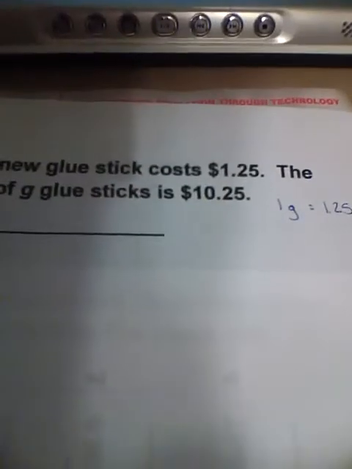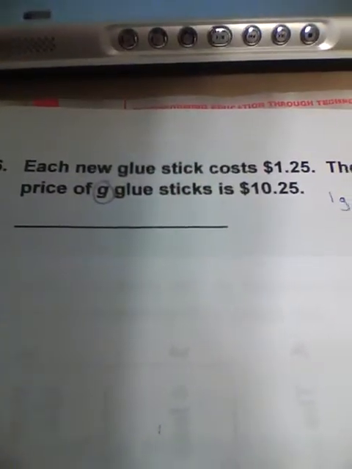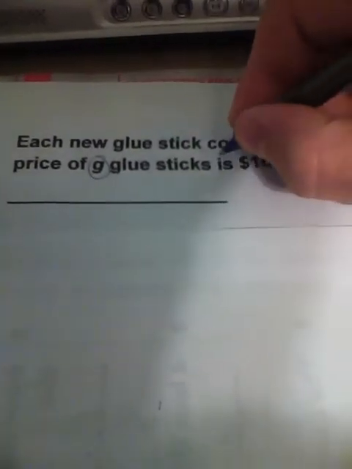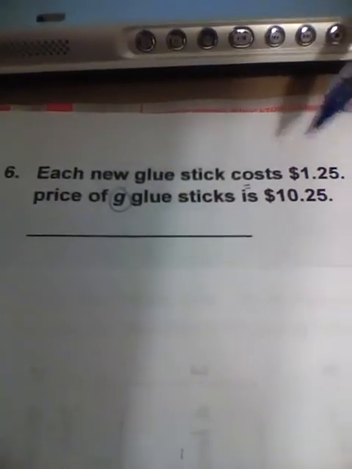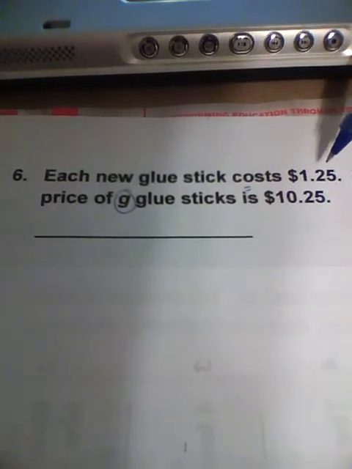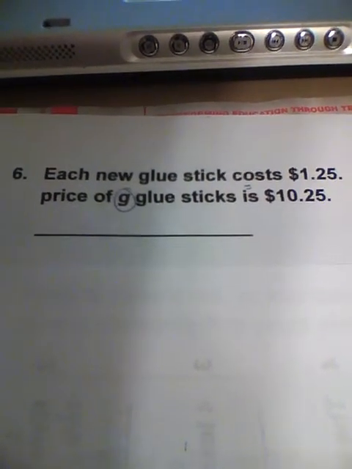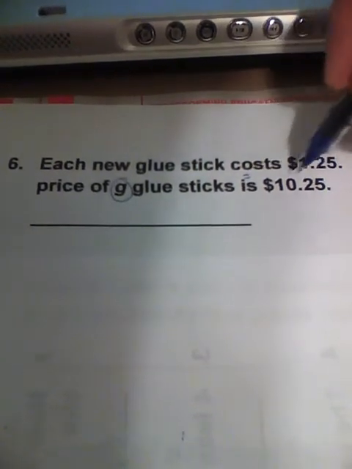I know that one glue stick, or I'm going to say 1G, is equal to $1.25. Okay? But they say here the price of G glue sticks. So I guess I don't know how many glue sticks I have. But all I know is it is $10.25. Well, if I take G plus $1.25, I'm never going to get $10.25. If I take $1.25 minus G, let's say I bought one, that gives me 25 cents, but I want to figure out how many I need to buy to get $10.25.